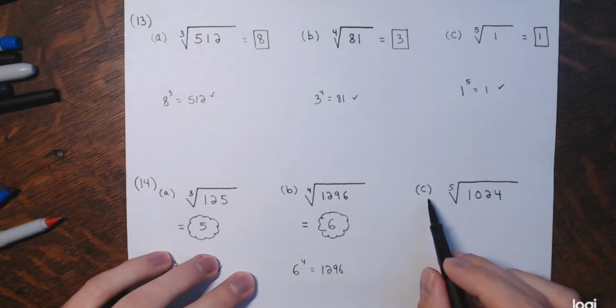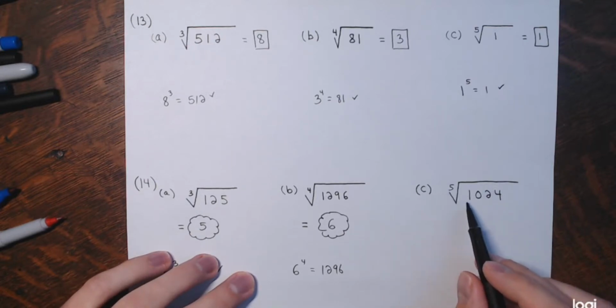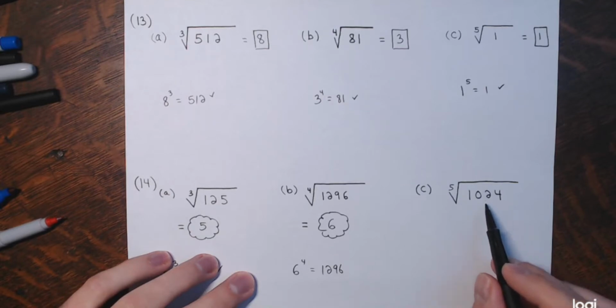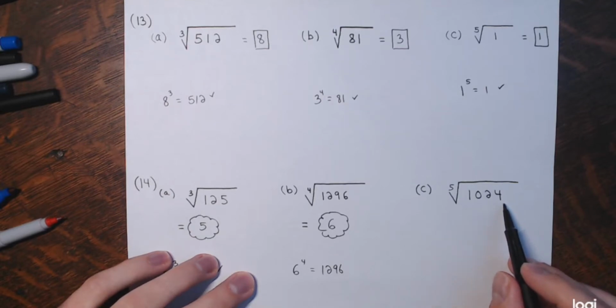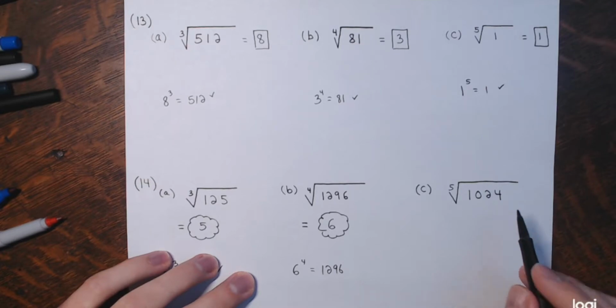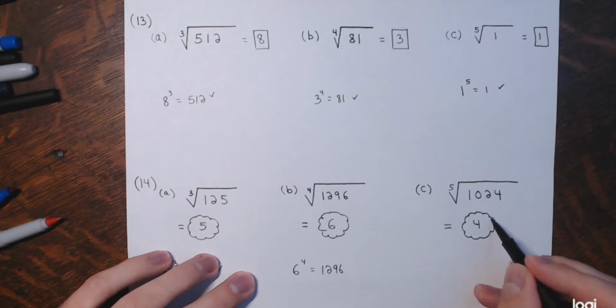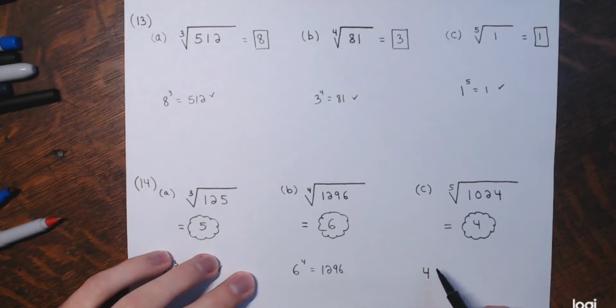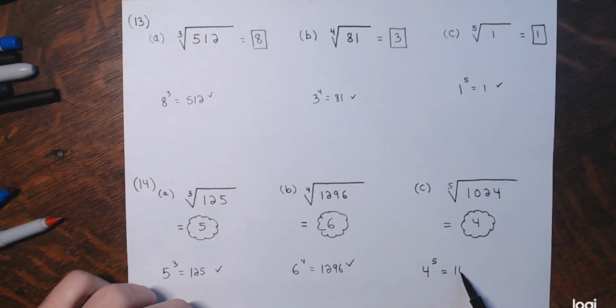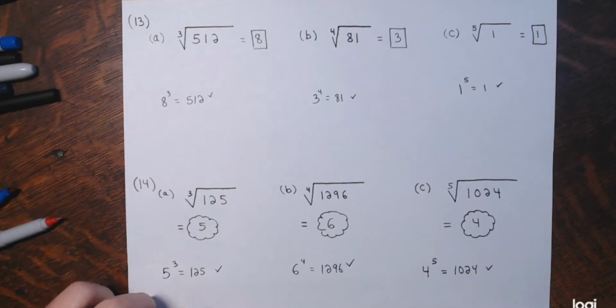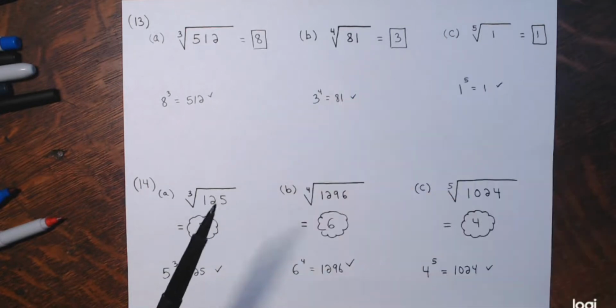Last one here, 14 part C, you got the fifth root of 1024. Now I know that 1024 is 2 to the 10th, so that'd be 4 to the 5th. So this is 4. The answer is 4 here. Right, and again, check it out. Is 4 to the 5th power equal to 1024? And yes, it would be. I promise you can take 4 times 4 times 4 times 4 times 4, right, and see if it's 1024. And it is. All right.